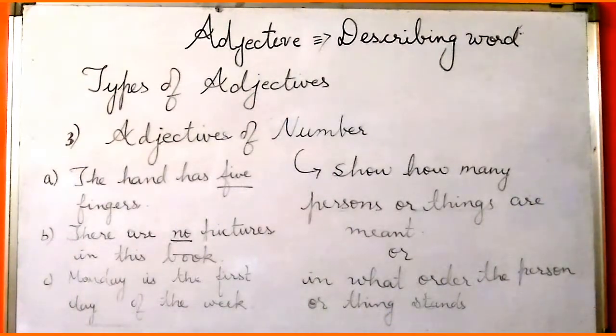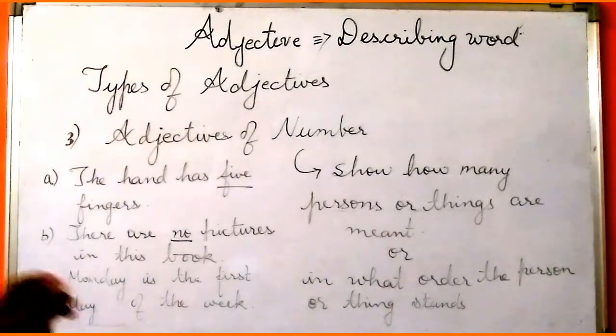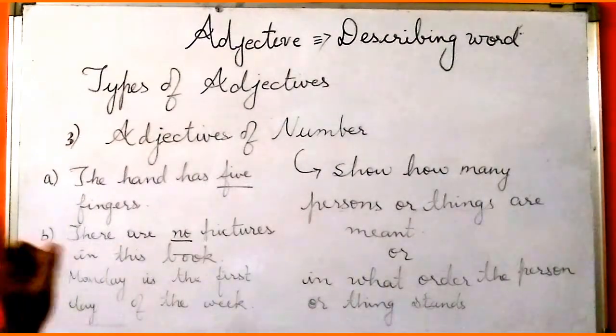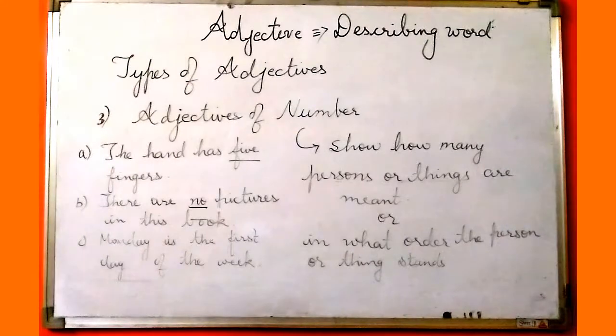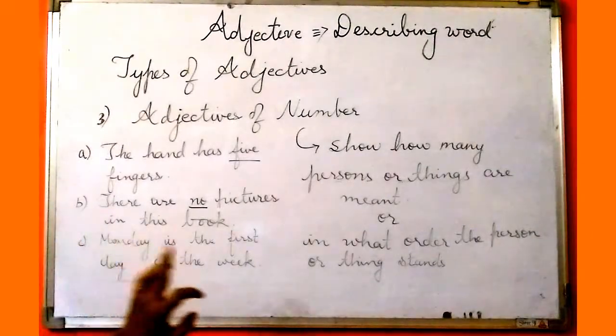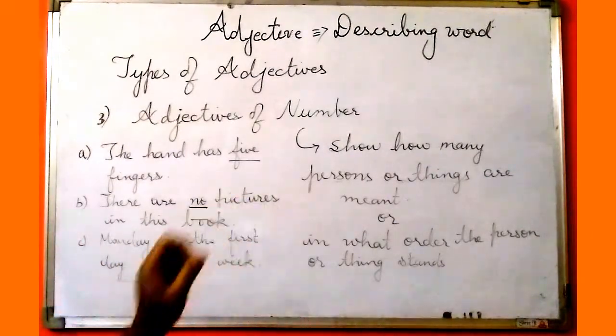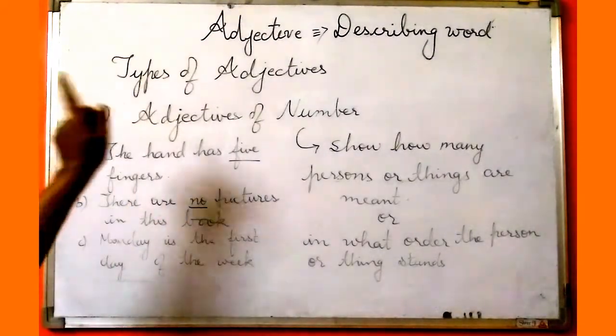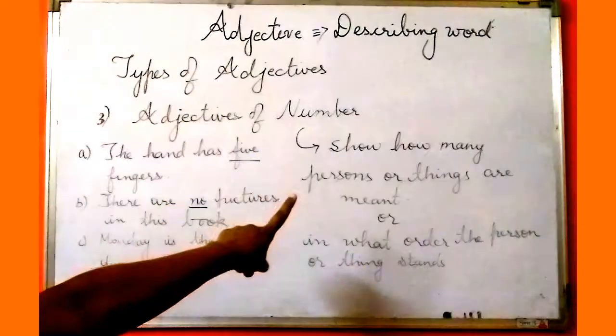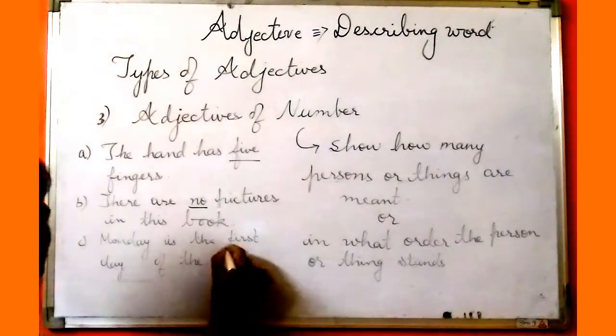So where is Monday standing? What is the order of Monday? It is telling you it is the first day of the week. You know about the cardinal and the ordinal numbers, right children? So I do not think that you have to be told exactly what is first. But yes, you need to be told that first is an adjective of number. So we are going to underline this.